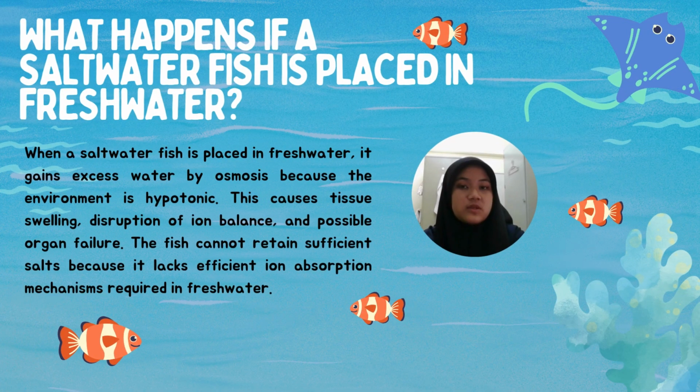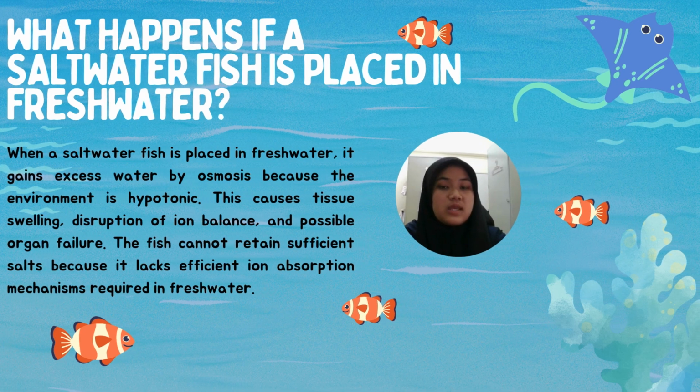What happens if a saltwater fish is placed in fresh water? When a saltwater fish is placed in fresh water, it will gain excess water by osmosis because the surrounding is hypotonic. This causes tissues to swell, disruption of ion balance, and possible organ failure. The fish cannot retain sufficient salts because it lacks the efficient ion absorption mechanism required in freshwater.